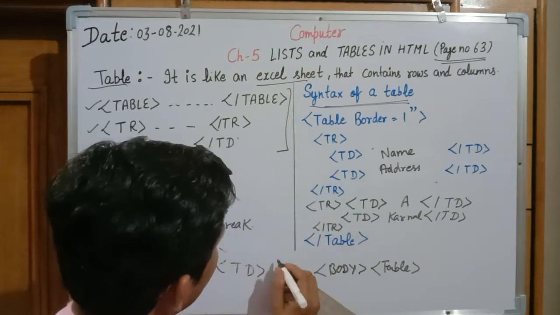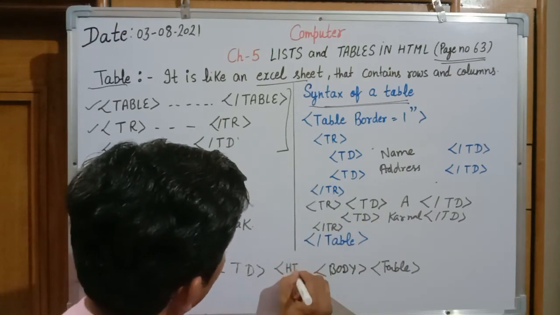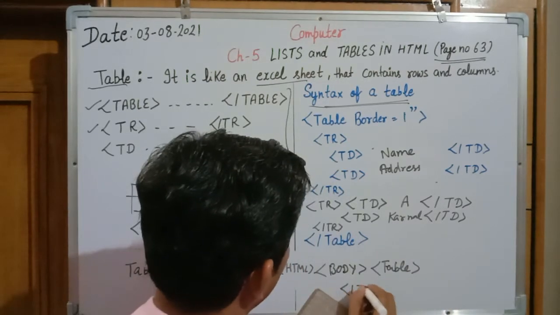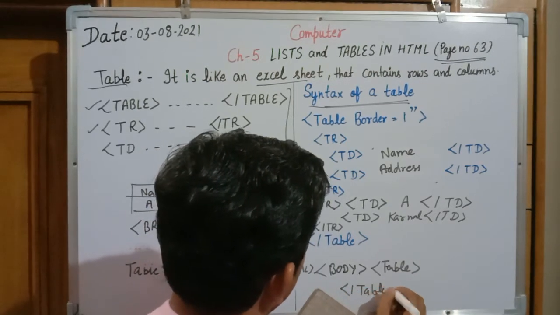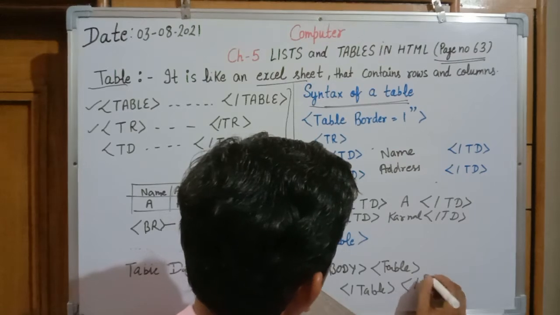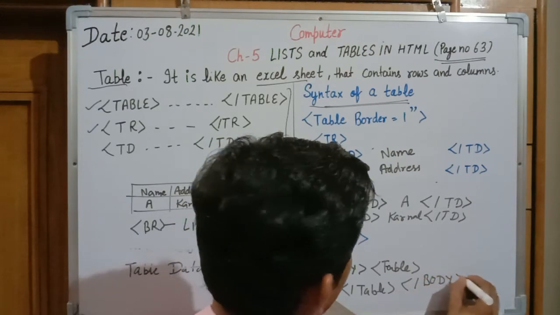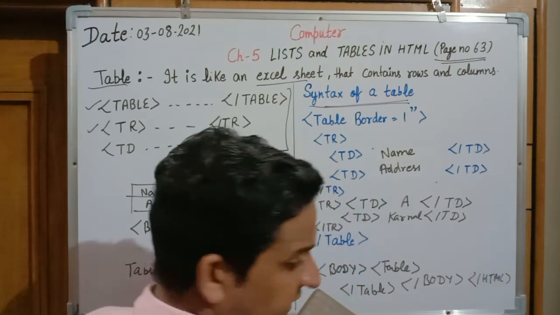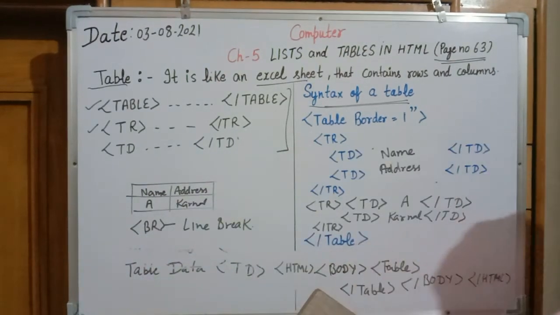And where is the body tag written? It is written under the HTML tag. So how will it close? At first the table will close, secondly the body will close, and third the HTML tag will be closed. It is the syntax to open or close the table tag in a program.